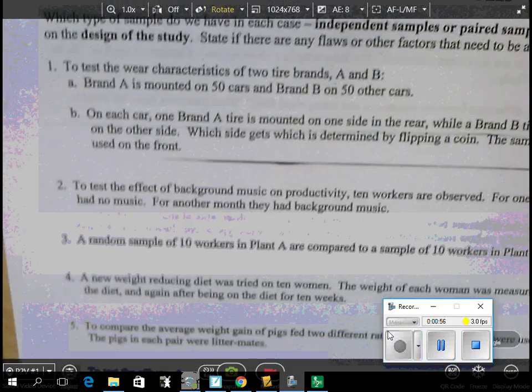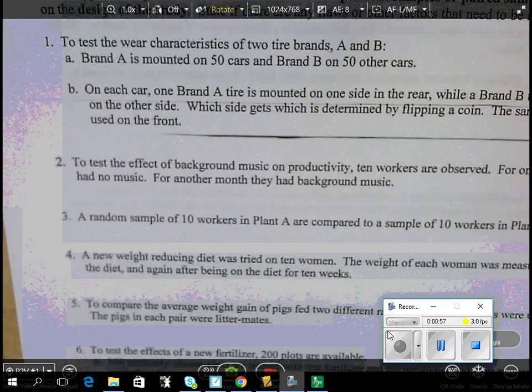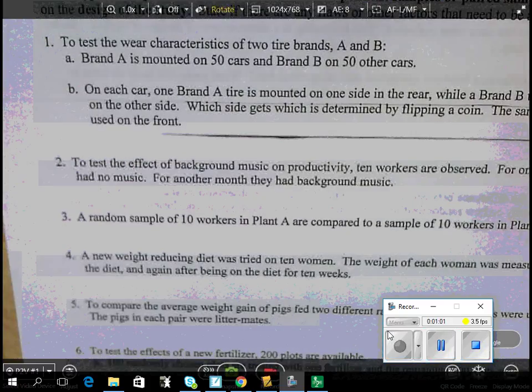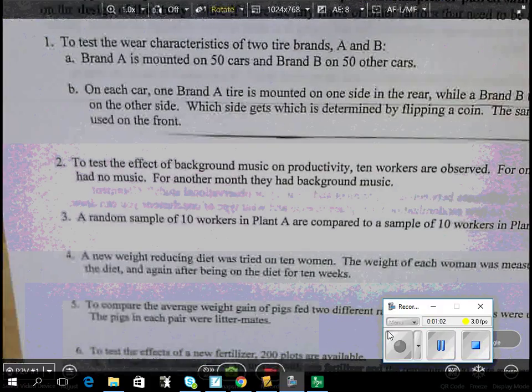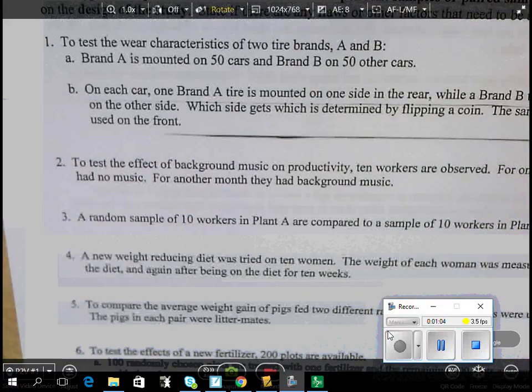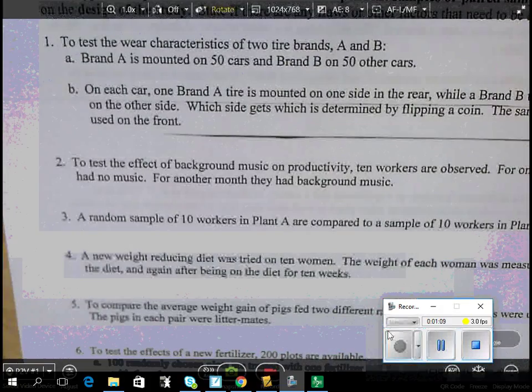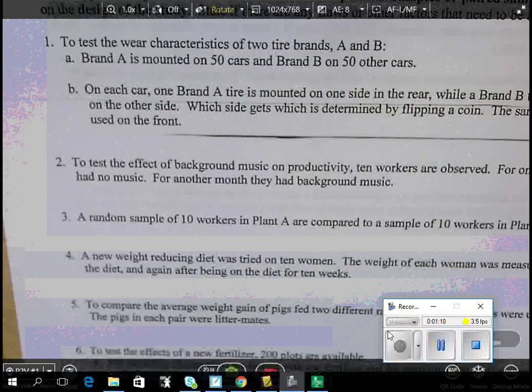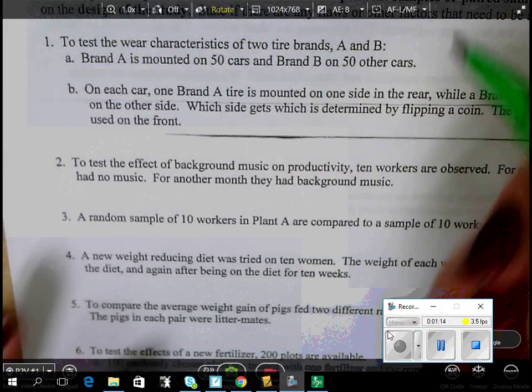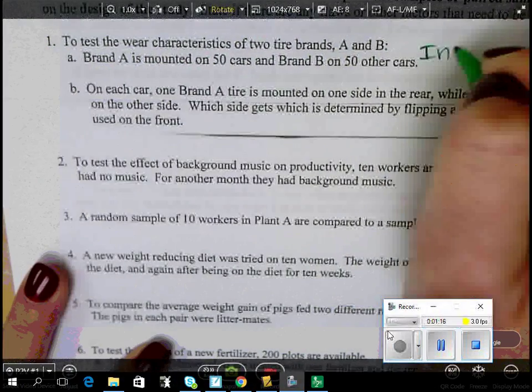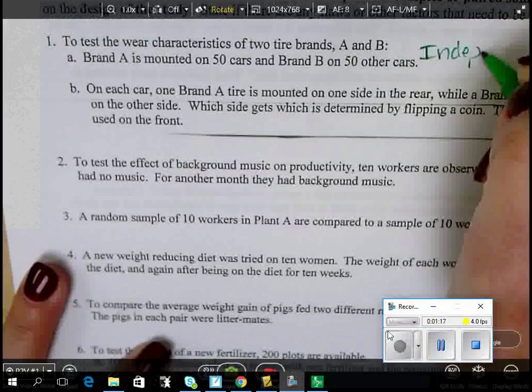And we're just trying to decide if they are dependent or independent samples. So what do you think about problem number 1? Those are independent. We've got 2 totally different situations. They're not matched in any way. They're 2 tire brands. And they're on 2 different sets of cars even. Wouldn't you agree? So that is independent samples. So we want to make sure that we're keeping track of that.